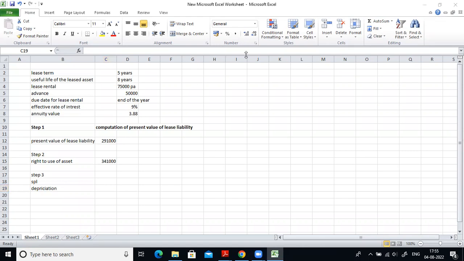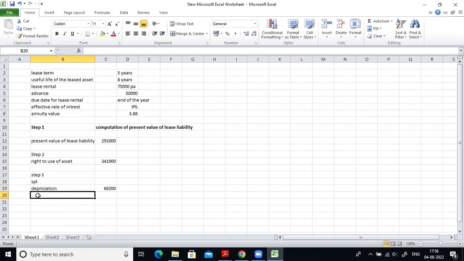Yes. Now, in this case, there is no such condition. So we assume that depreciation will be charged on the lower of lease term or the useful life of an asset. The depreciation should be computed on the right of use asset. So we got right of use asset as 3,41,000 divided by the lease term of 5 years. So we'll be charging 68,200.